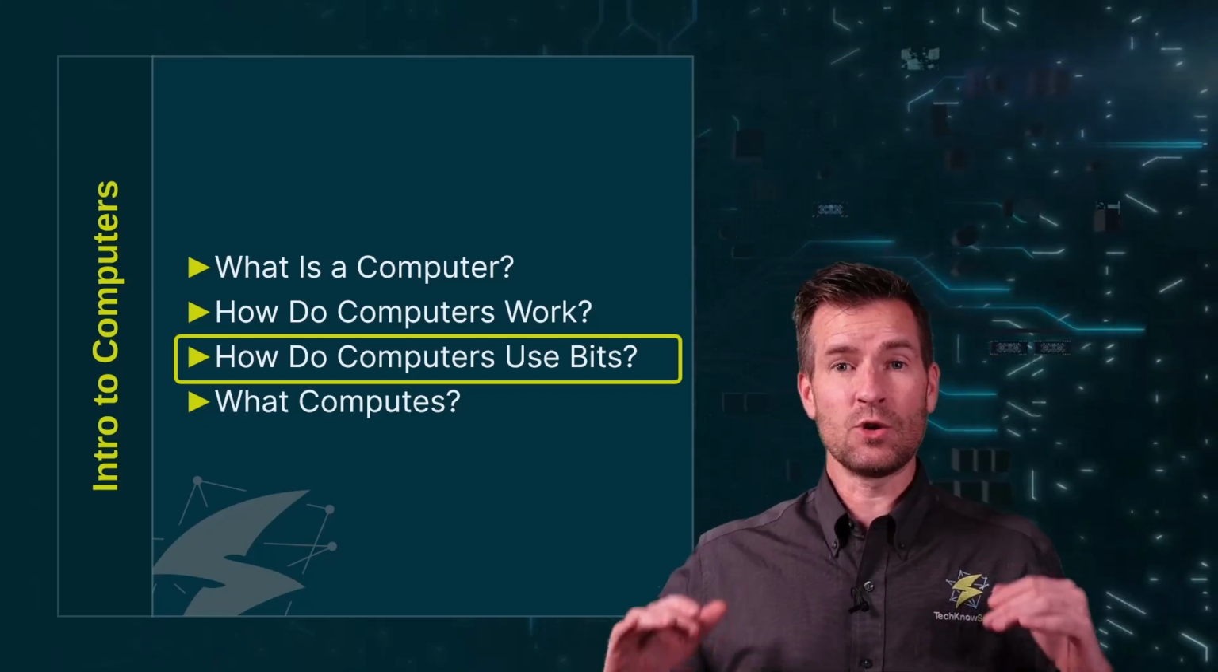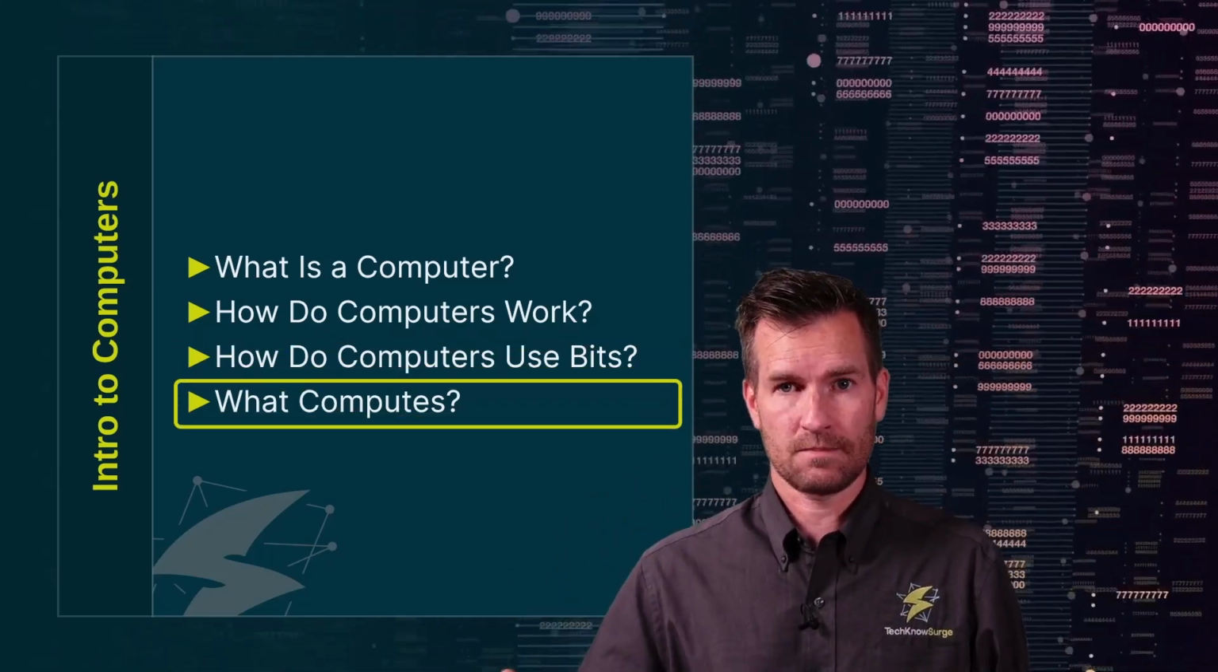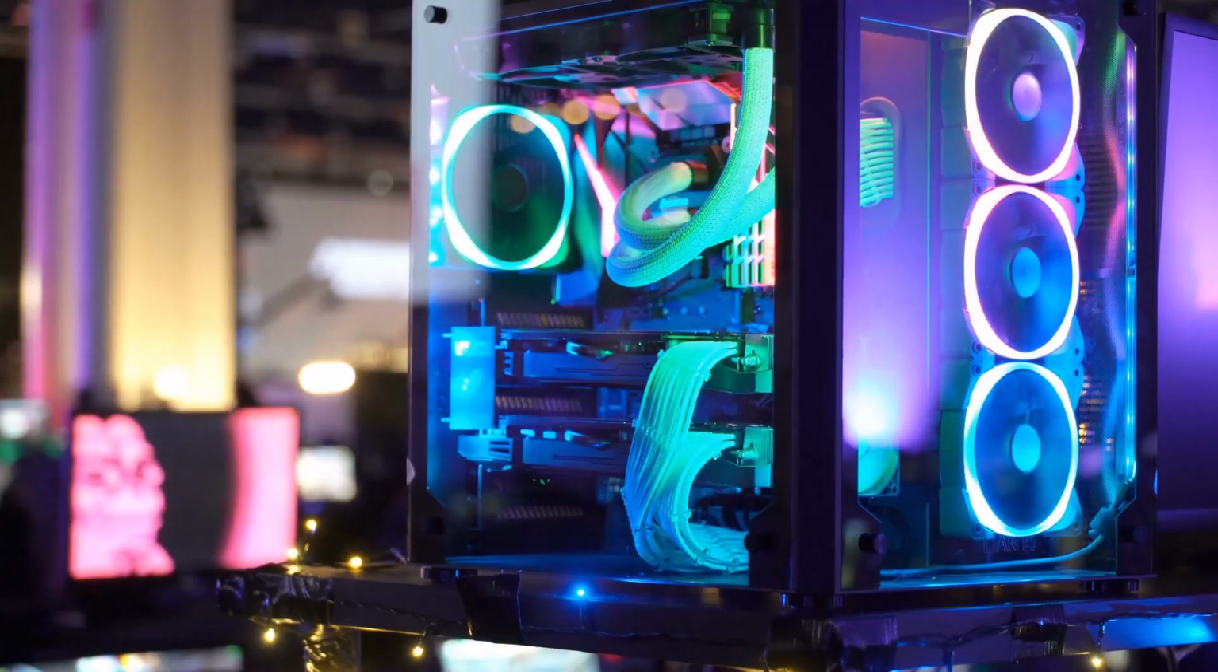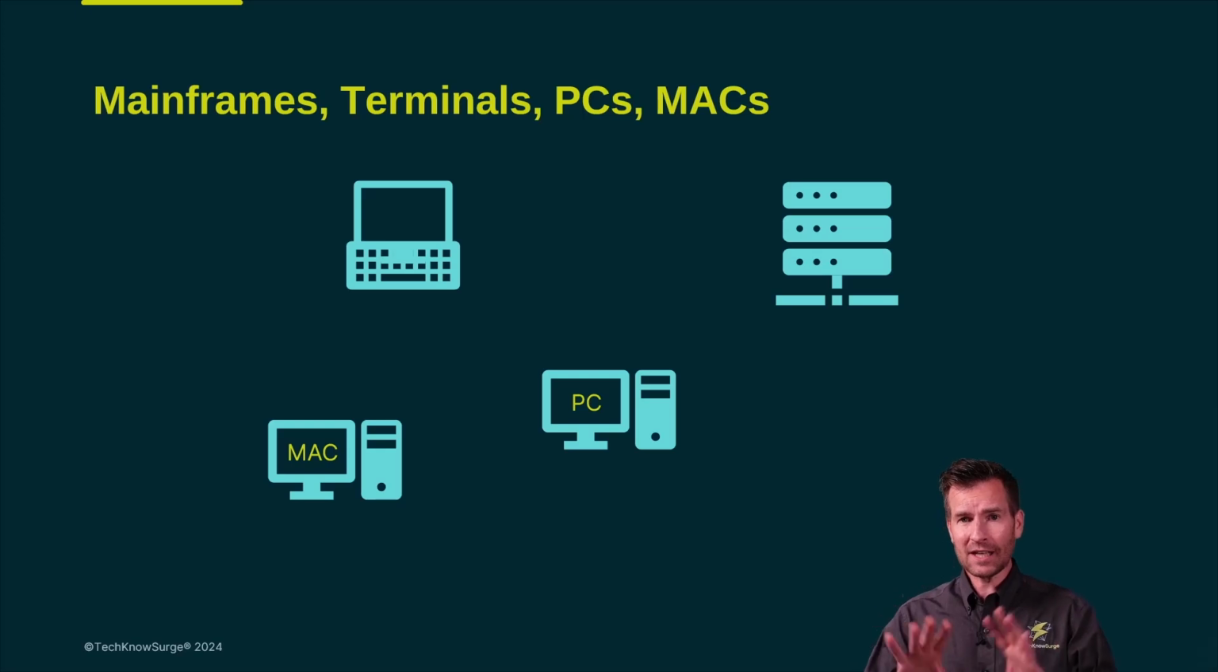Then we're going to get into different things that compute. We're going to talk about a bunch of different equipment out there and how it does computing. We're going to get into things like what is a mainframe, we'll talk about PCs, we'll talk about Macs, but we'll also take a look at a lot of different types of equipment.